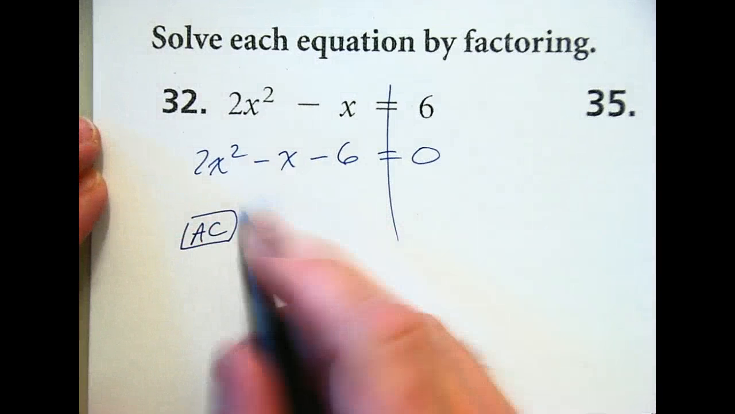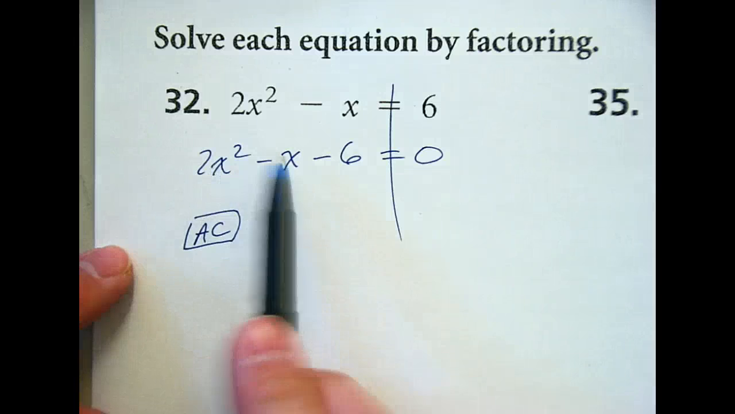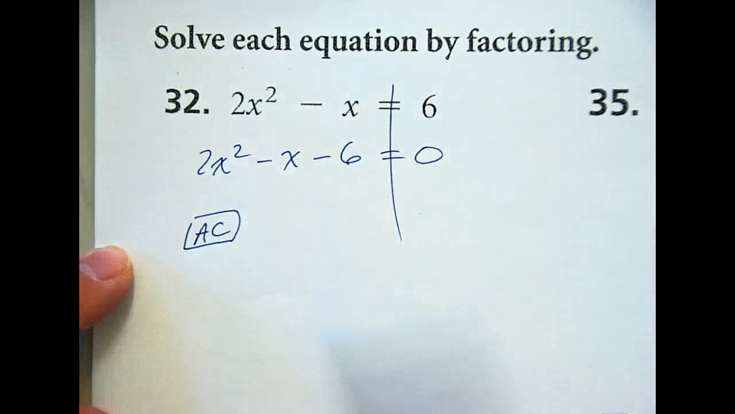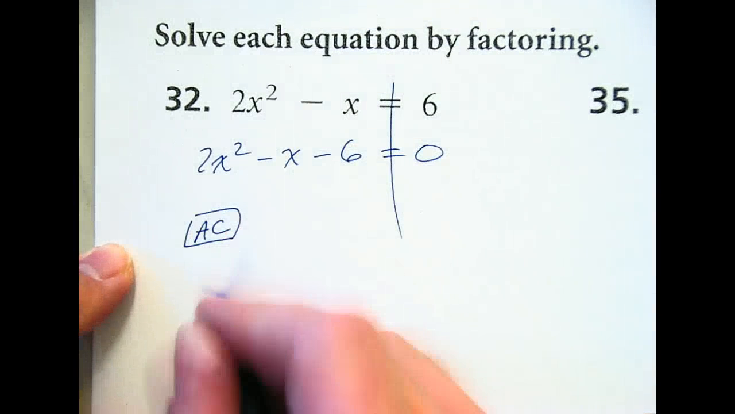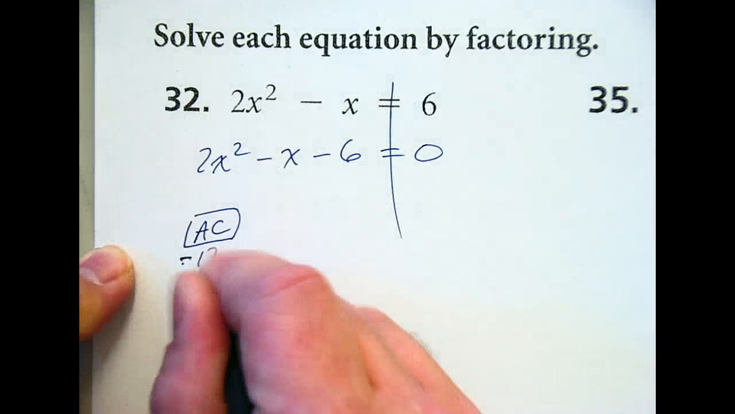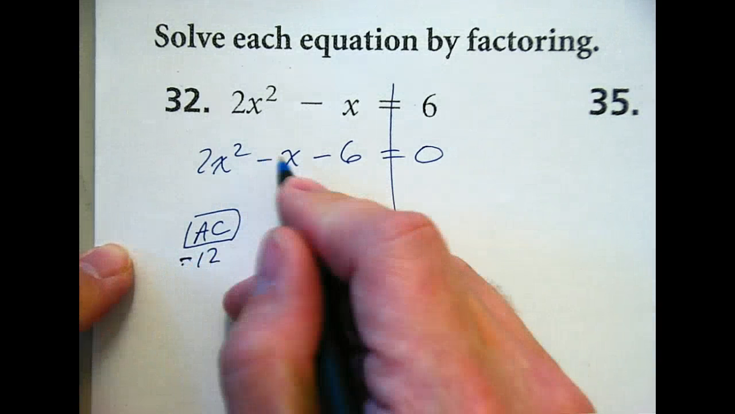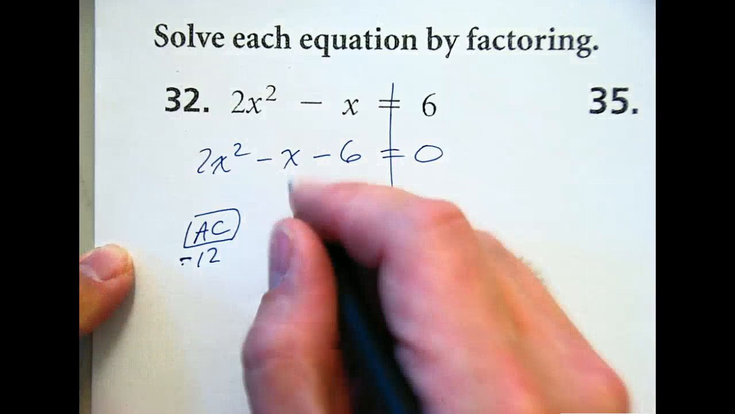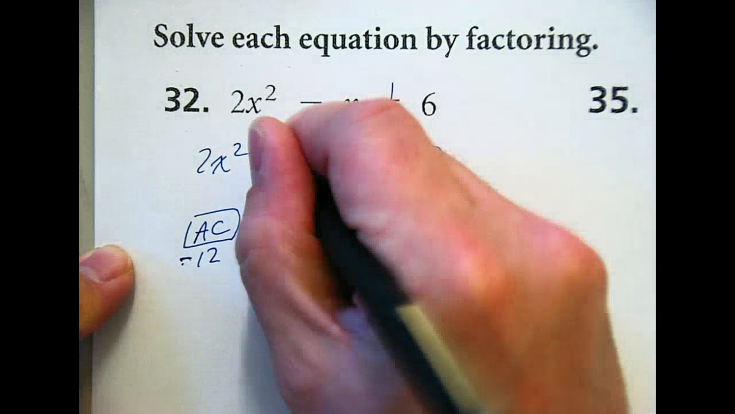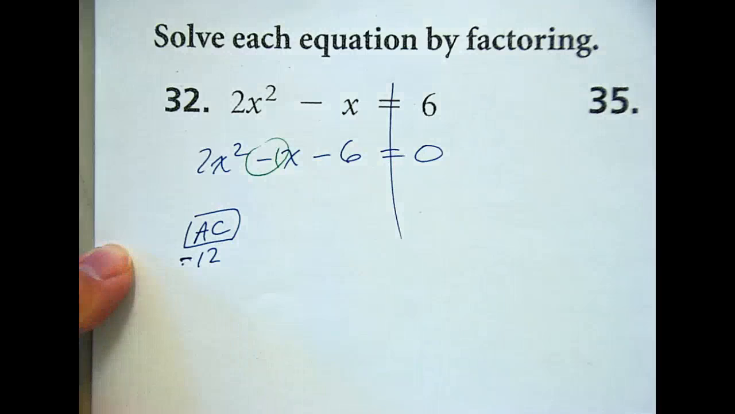A times c, well, actually, greatest common factor, but we can't take one out, right? So don't forget to check that. A times c, 2 times negative 6 is negative 12. Okay, 2 things to multiply to make negative 12 and add to what? Negative 1. Negative 1, right? So I'm just going to be keeping that in mind as I'm going through.